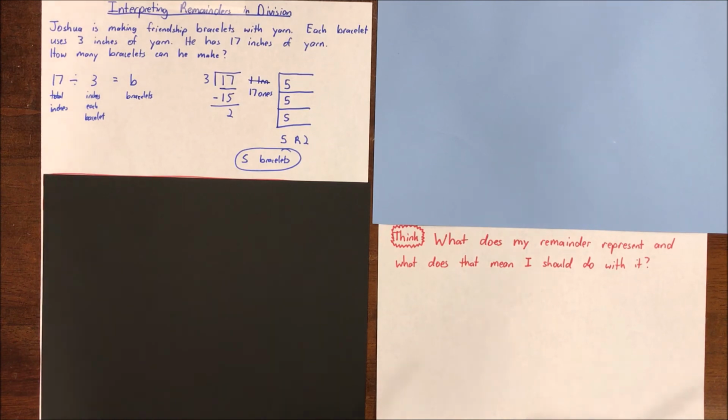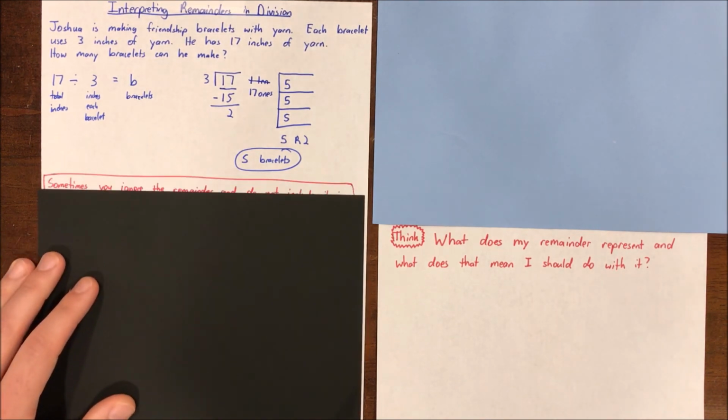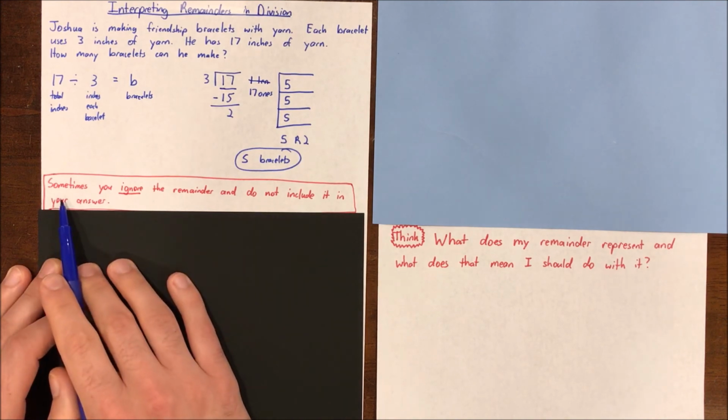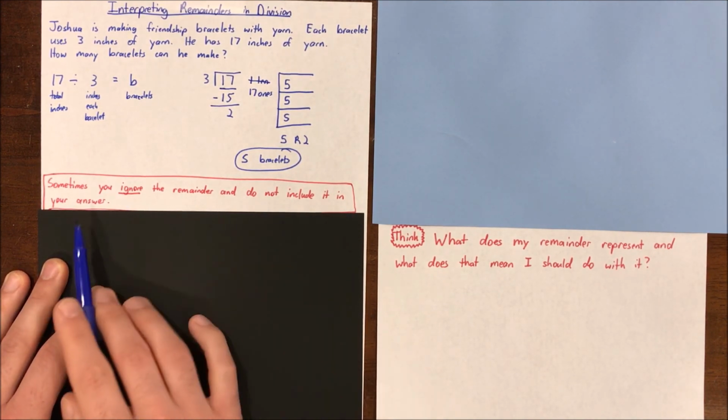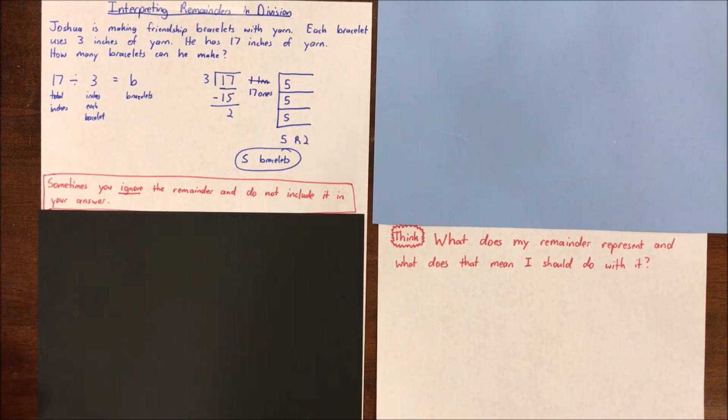Right, we didn't include it because 2 inches was not enough yarn to make another bracelet. And we're trying to figure out how many bracelets that Josh can make. So sometimes you actually ignore the remainder and you do not include it in your answer. All right, let's try another problem. But in this one, you're going to have to interpret the remainder in a different way.